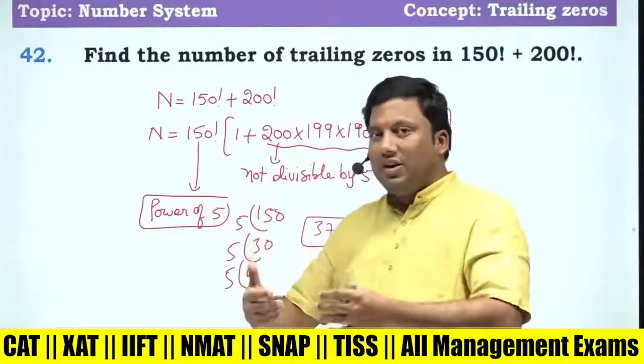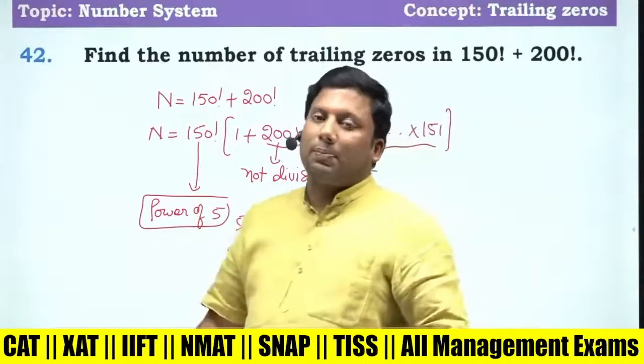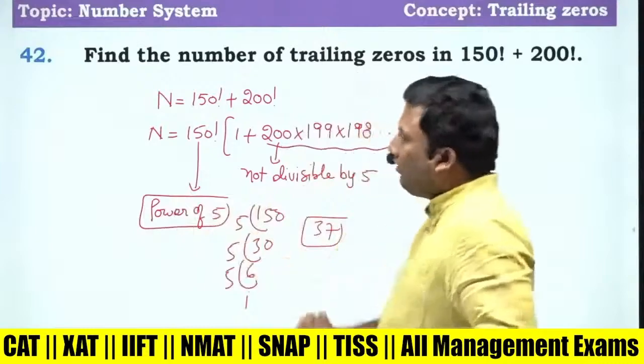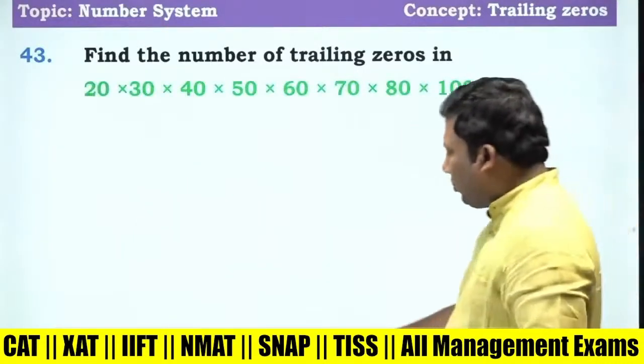In the first session we discussed what happens if factorials are added, subtracted, divided, or powered. All the varieties we discussed. Next, 43rd. Now see here.